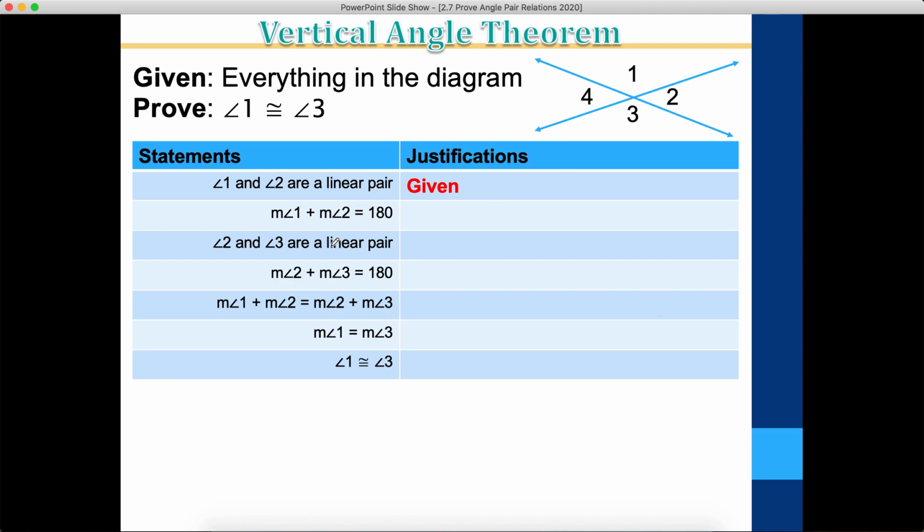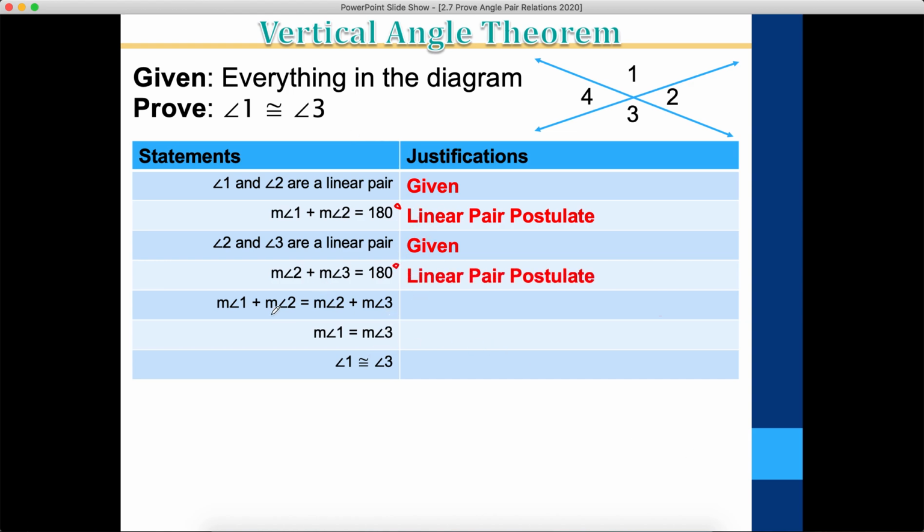If I go down the line here, now that I've got a game plan set up with linear pairs. 1 and 2 are a linear pair, that's given via the diagram. Therefore, they're 180 degrees as a sum. That's the linear pair postulate. I actually should have had degrees here. 2 and 3 are a linear pair. Guess what? That's also given to us. Guess what? This is all the same step.